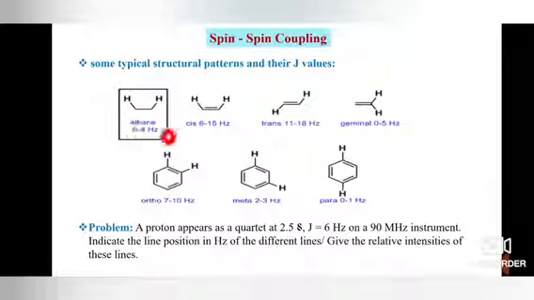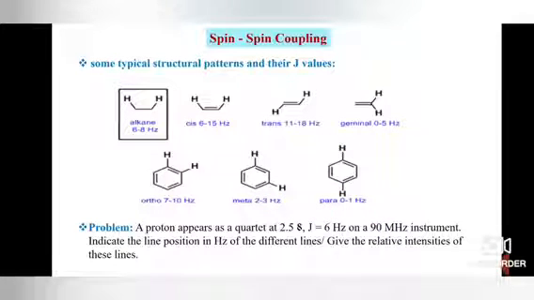In case of alkanes, the coupling constant is 6 to 8 Hertz. For cis protons, it is 6 to 15. For trans protons, it is 11 to 18 Hertz. For geminal protons, it is 0 to 5 Hertz. In case of aromatic compounds, for ortho coupling, it is 7 to 10 Hertz. For meta, it is 2 to 3 Hertz. And for para, it is 0 to 1 Hertz.